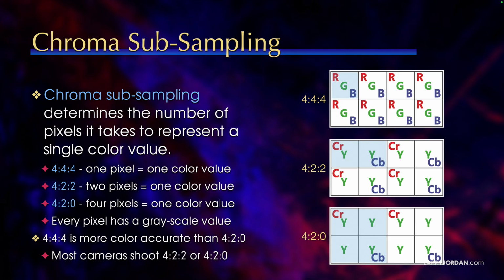If we look at 422, it takes 2 pixels. Both pixels have a gray value. That's the Y value, or the green value. But they share a red value and they share a blue value. So in order for us to have a complete color, we have to combine values of 2 pixels. As we go down to 420, it takes 4 pixels to equal 1 color value. 1 red is shared across 4 pixels. 1 blue is shared across 4 pixels, but all 4 pixels have individual grayscale values.